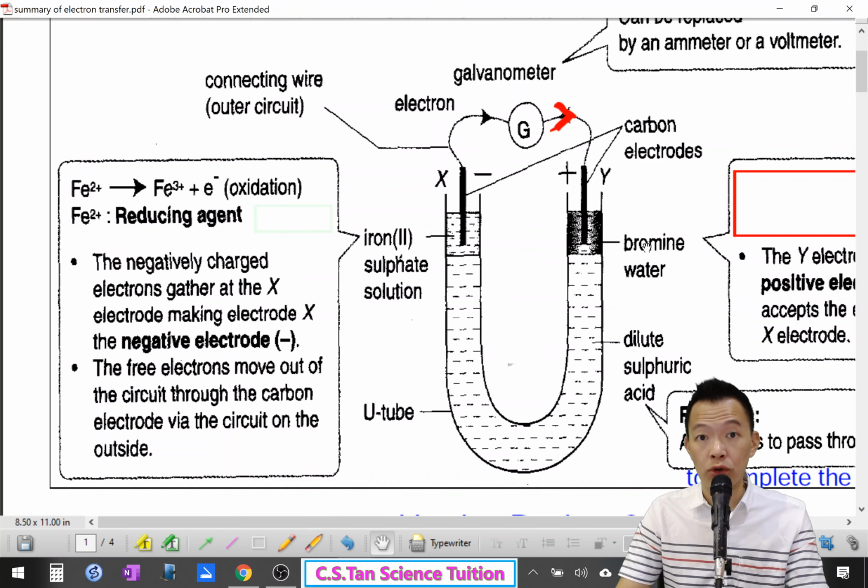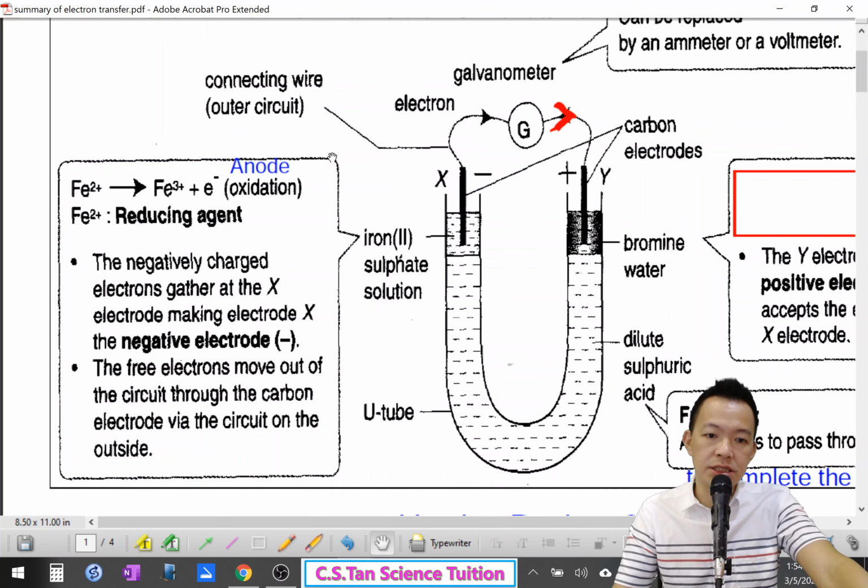Now we add a little bit more. Iron 2 loses electrons and becomes iron 3. Losing electrons we call oxidation. So for this electrode, we call it the anode. What is meant by anode? Anode means oxidation. Anode means the electrode that has the process called oxidation. Anode doesn't mean positive or negative. The real meaning is the electrode that has the process called oxidation. So this electrode is called the anode.